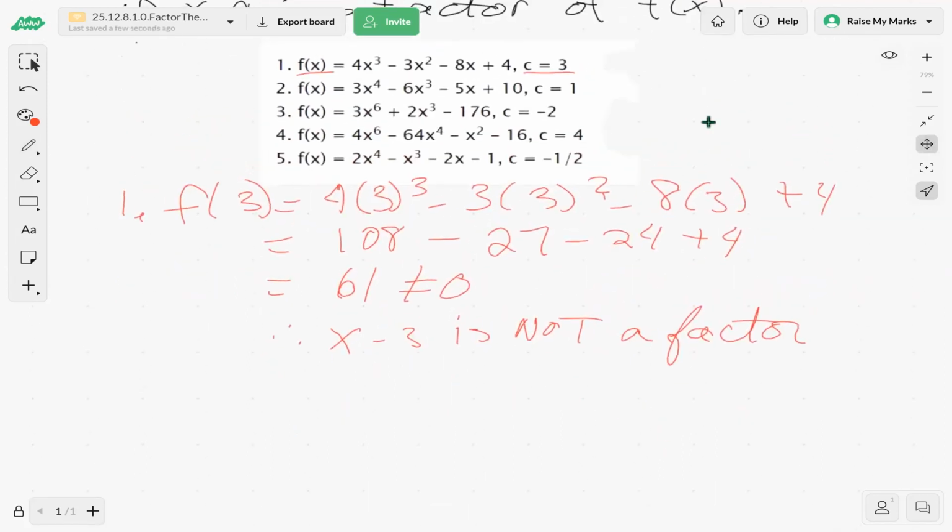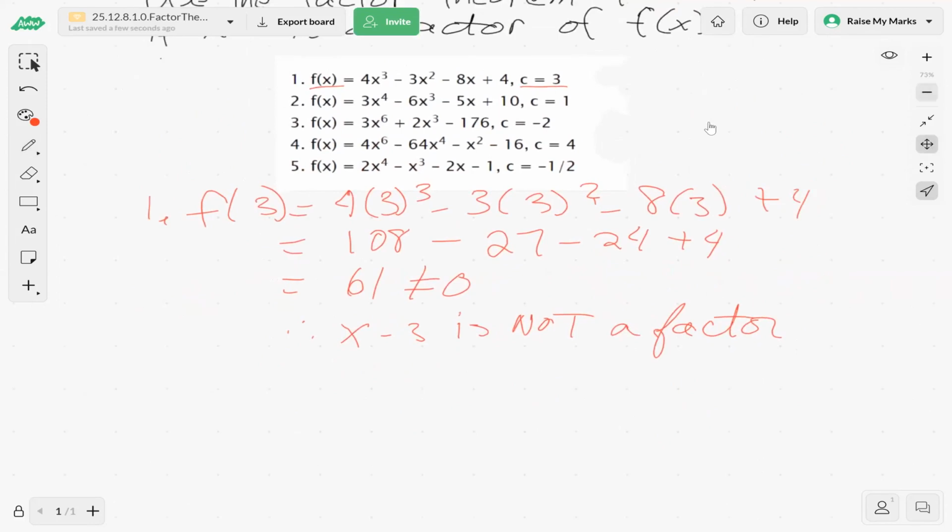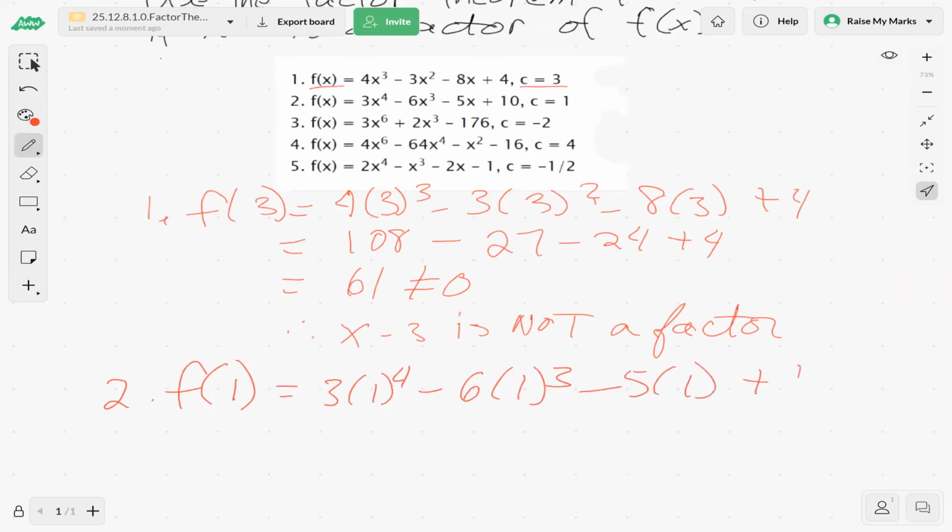Let's see if we can fit one more in here. Let's do number 2. We're given a function f of x equals 3x to the power 4 minus 6x cubed minus 5x plus 10, and c equals 1. So let's evaluate f at 1. What do we get? We get 3 times 1 to the power 4 minus 6 times 1 cubed minus 5 times 1 plus 10. So we have 3 minus 6 minus 5 plus 10. This equals, I think that's 2. Let's check.